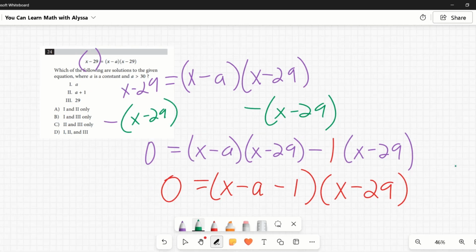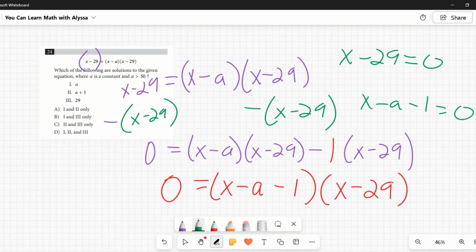I'm pretty sure that they viewed each factor as we would if we are factoring, and set each one equal to 0. So either x minus 29 equals 0. You know how when you factor and you get x minus 2, x plus 3, and you set them both separately equal to 0? They did that. So x minus 29 is equal to 0, and also x minus a minus 1 is equal to 0. So when x minus 29 equals 0, you add 29 to both sides.